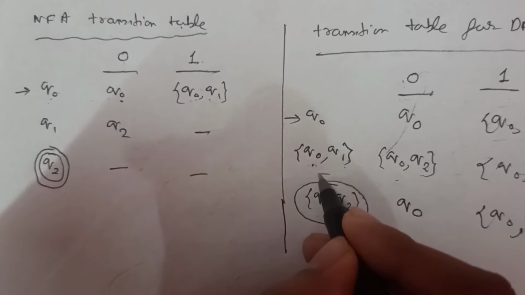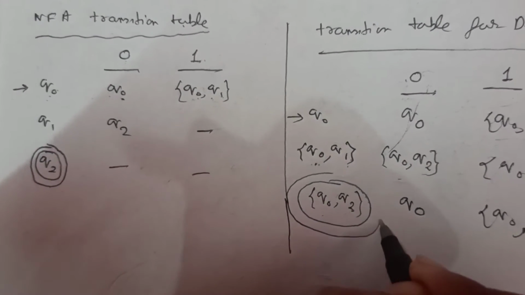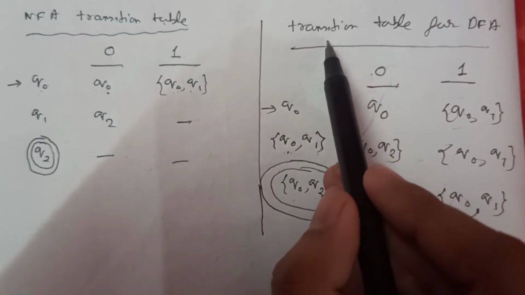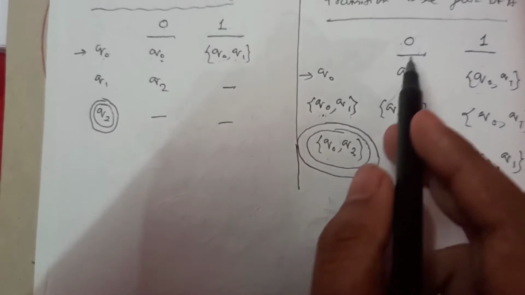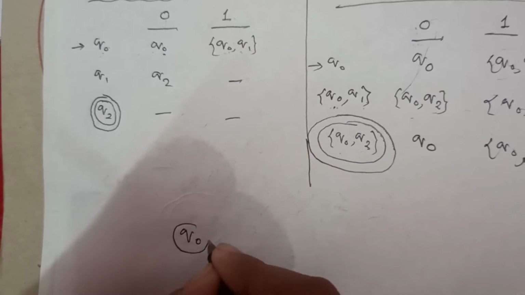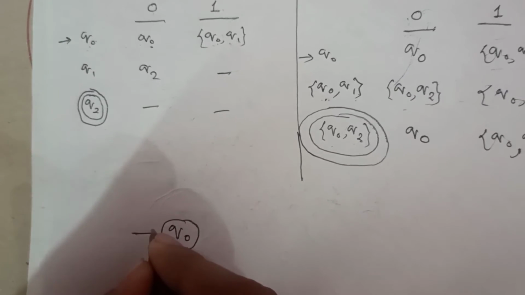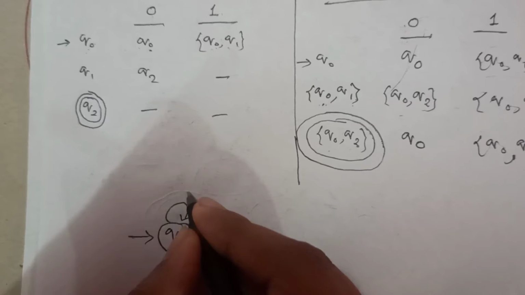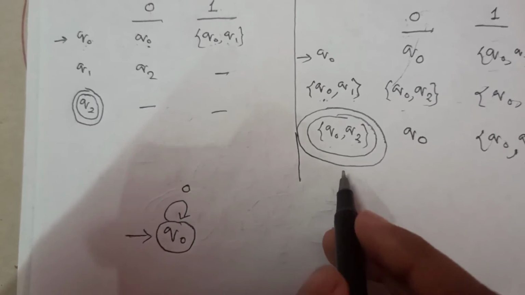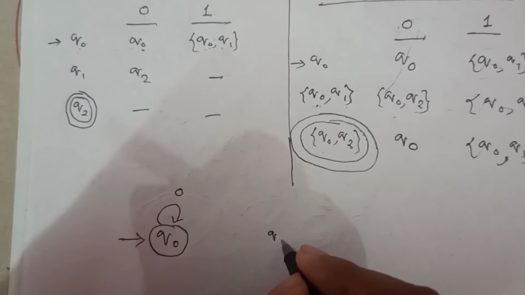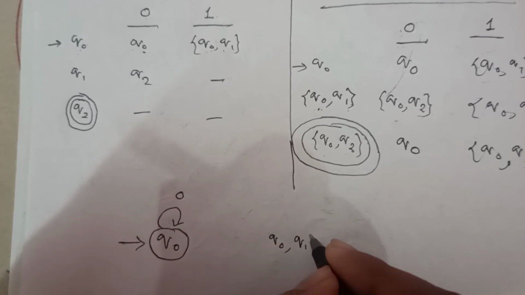Okay, so only this state will be the final state. So now let's make the DFA, or make the automata, from this transition table. So the first state is Q0, the initial state as always, and for input 0 it remains in Q0. So I will just make a self loop, and for input 1 it goes to a new state named Q1. So let's make the new state here.